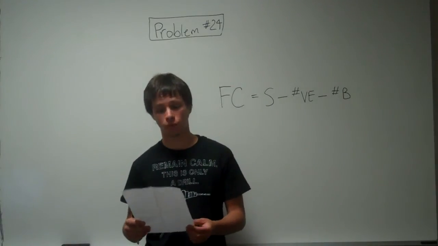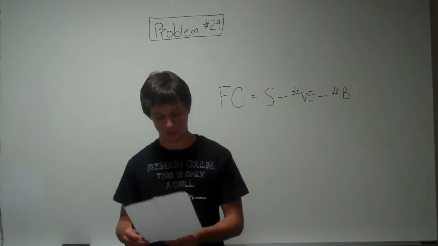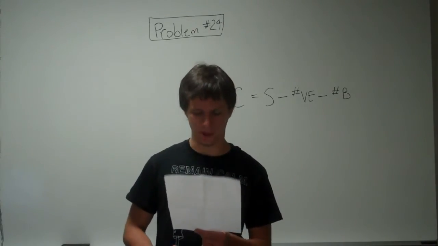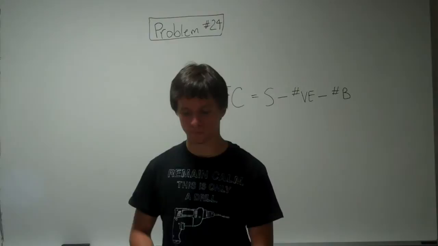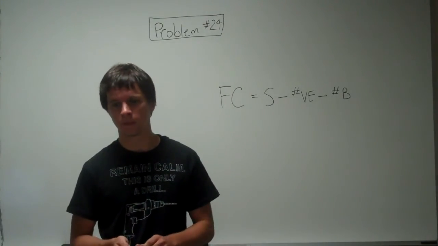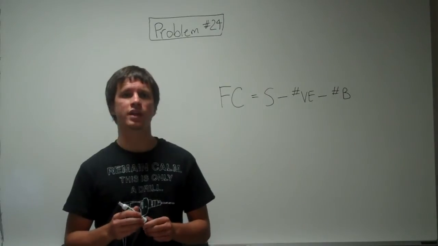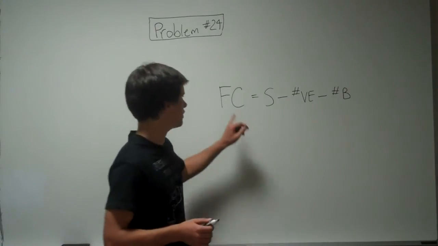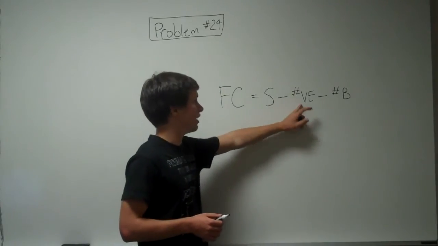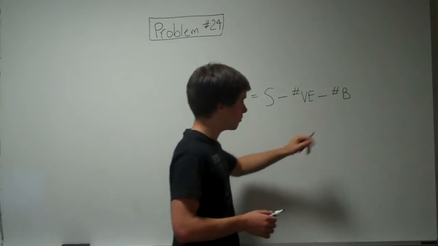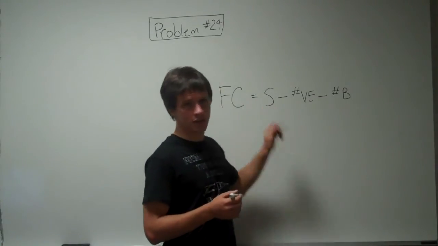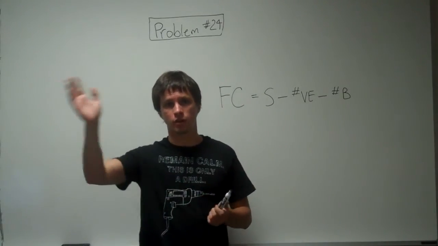This is problem number 24. It says, in which one of the following structures, as drawn, does the central atom have a formal charge of +2? So when we're talking about formal charge of the central atom, there's this formula here. Formal charge is the starting number of electrons minus the valence electrons minus the number of bonds attached to it. And you're going to get the starting number from its position in the periodic table.